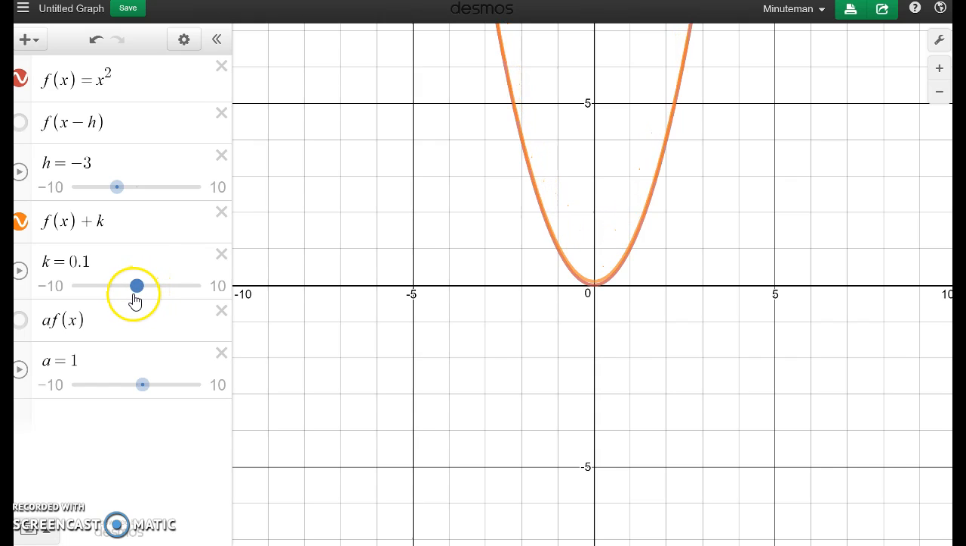And similarly, if we were to move it down from the parent function, this is where k is -4. That would be f of x plus -4, or f of x minus 4. So that's a shift of 4 units down. All right, so we have our parent function, and then we can shift it left or right, up and down. And we can, of course, combine both of those.